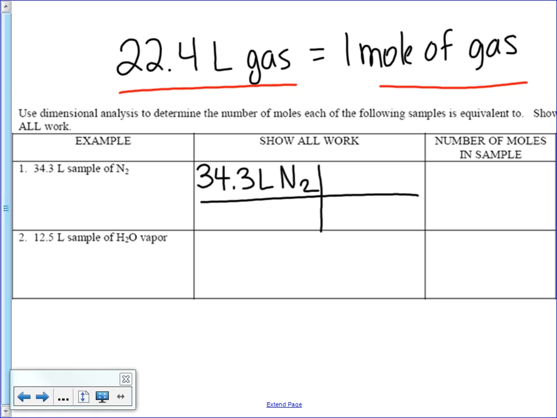And I need to choose the conversion factor that's going to change this from liters, which is volume, to moles. And that means, because we've started with liters, we have this unit right here, we're going to place liters on the bottom so that that would cancel out when we do our math. So the 22.4 liters is going to go on the bottom, and 1 mole is going to go on the top. And when we perform these calculations, we will see that the answer is 1.53 moles.